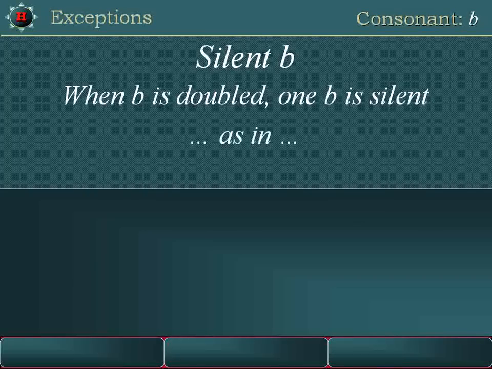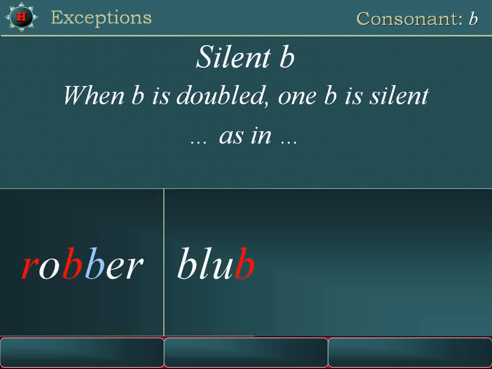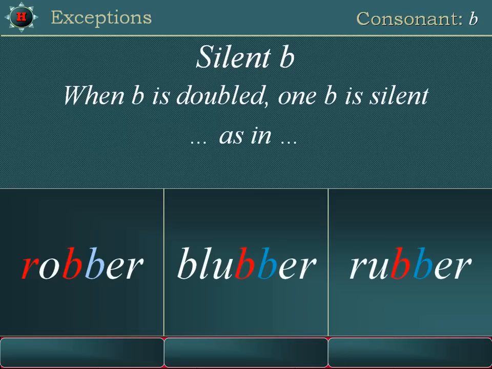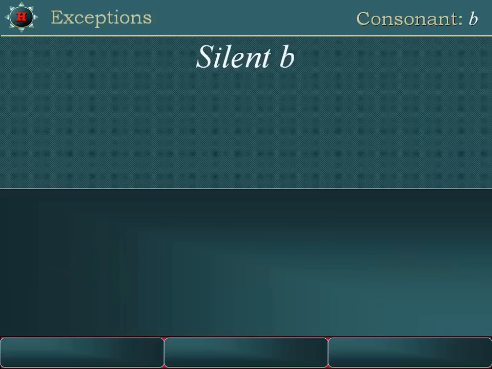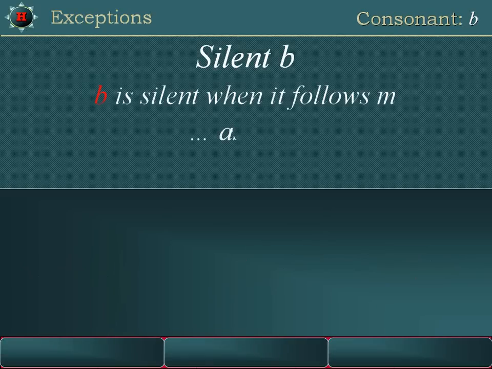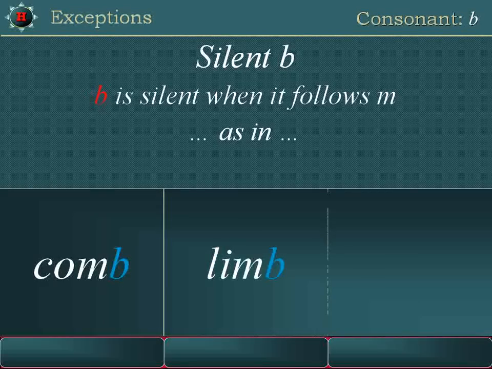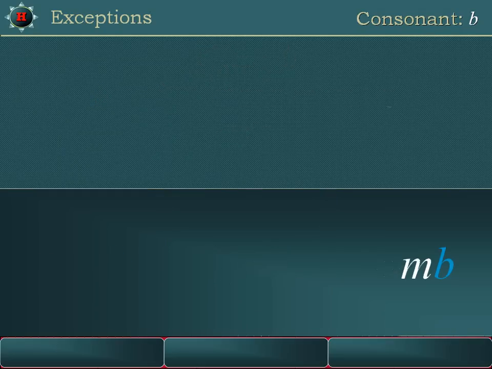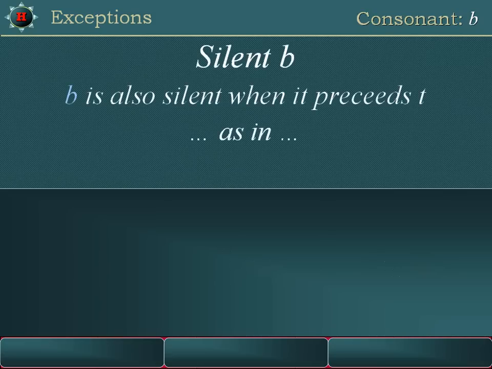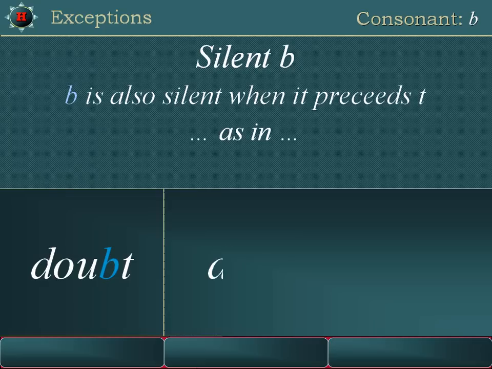When B is doubled, one B is silent, as in robber, blubber, rubber. B is silent when it follows M, as in comb, limb, tomb. B is also silent when it precedes T, as in doubt, debt.